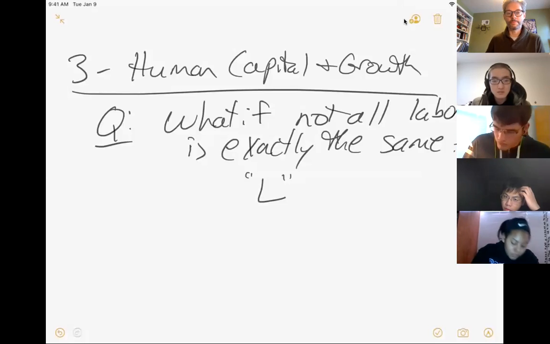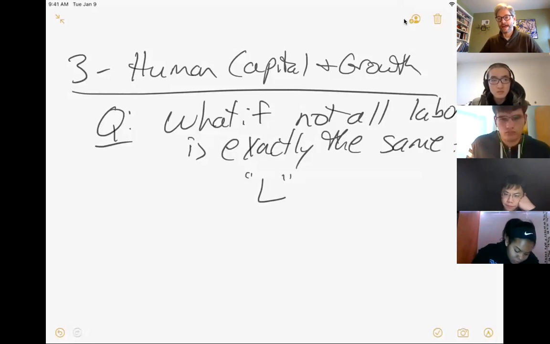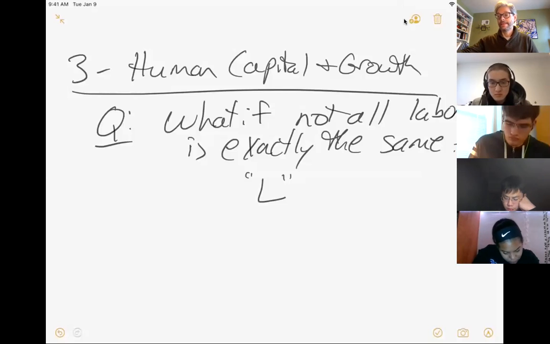Okay, so human capital growth. The question for today is, what if not all labor is exactly the same? In the Solow model, we just have labor. We are assuming a worker is a worker is a worker. That obviously is not a great assumption.